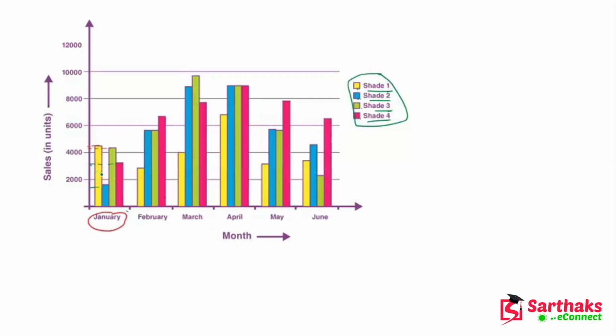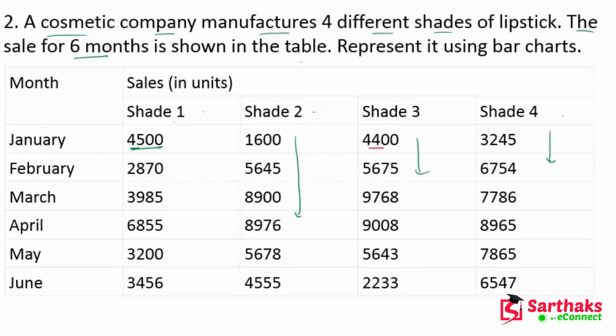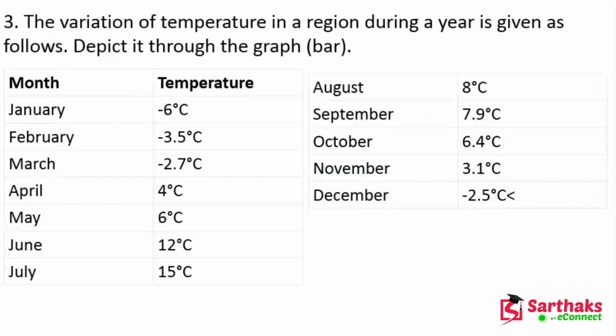Okay, understand? Similarly, we can draw for the month of February, March, April, May and June. I hope you understand. So this is the method to draw the bar graph, to represent this tabular form in a bar graph.